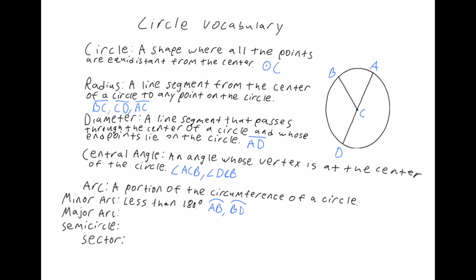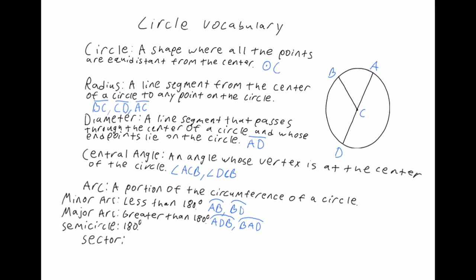You can also have major arcs which are greater than 180 degrees, such as going all the way around this point. And these are always named with 3 letters. And when you name it with 3 letters, you have to start at 1, then go to one of the points in the middle of the arc, and then go to the end. So in this case, A, D, B, and we also have B, A, D.